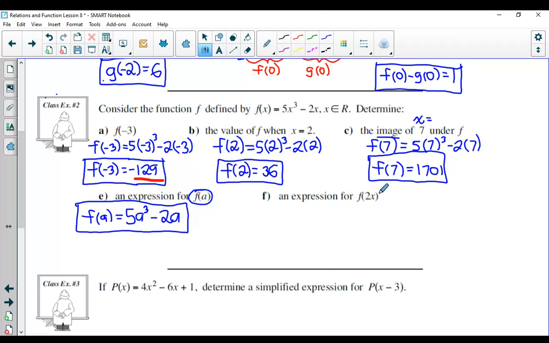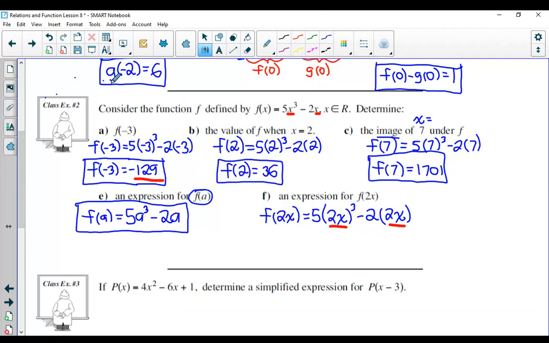Get an expression for f of 2x. Okay, so this time around, what it wants me to do is replace x with 2x. And again, anytime you do a substitution, you must put it in brackets. So the way I'm going to write this is instead of writing down x cubed, I'm going to write down 2x, all in brackets, all cubed. And then I'm going to subtract 2. And then instead of x, we're going to write down 2x. So again, just note what I'm doing here. Instead of x, I'm putting in 2x in brackets, all cubed. Instead of x here, I'm putting in 2x.